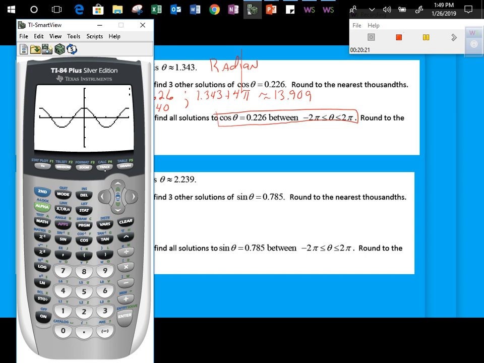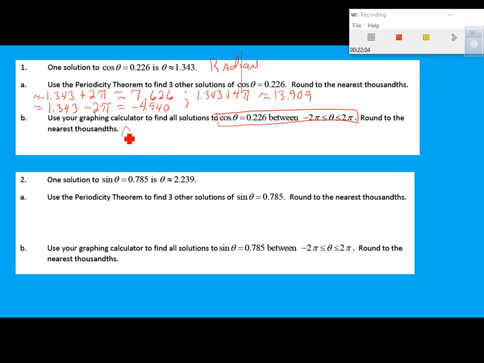So I'm going to go second calculate a 0, up an intersection, and I'm going to come way over to that far left one. And I'm going to go enter, enter. So there's one of my solutions, about negative 4.94. Now I'm going to use symmetry. If it's negative 4.94, it's going to be positive 4.94. So I've got 2 of my answers already. Theta is approximately positive or negative 4.94.